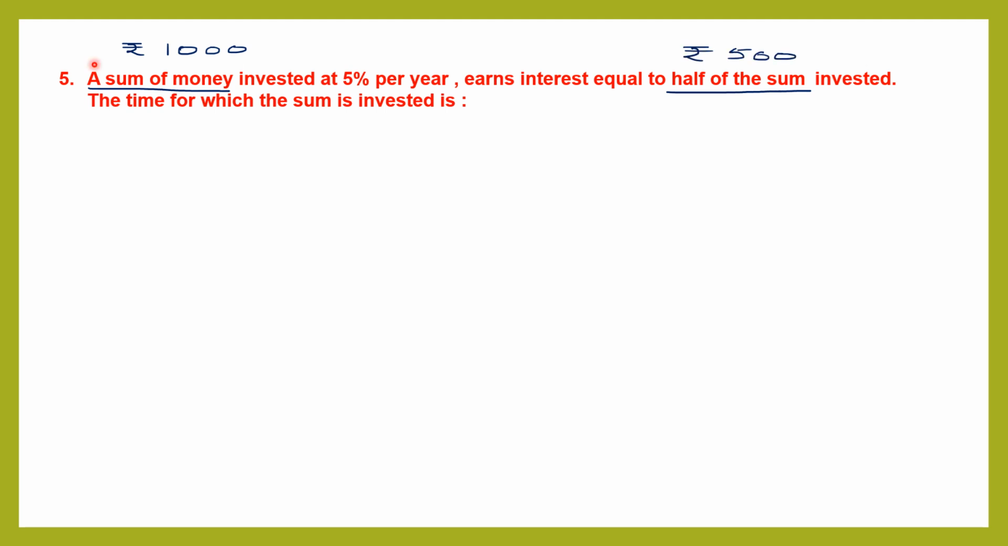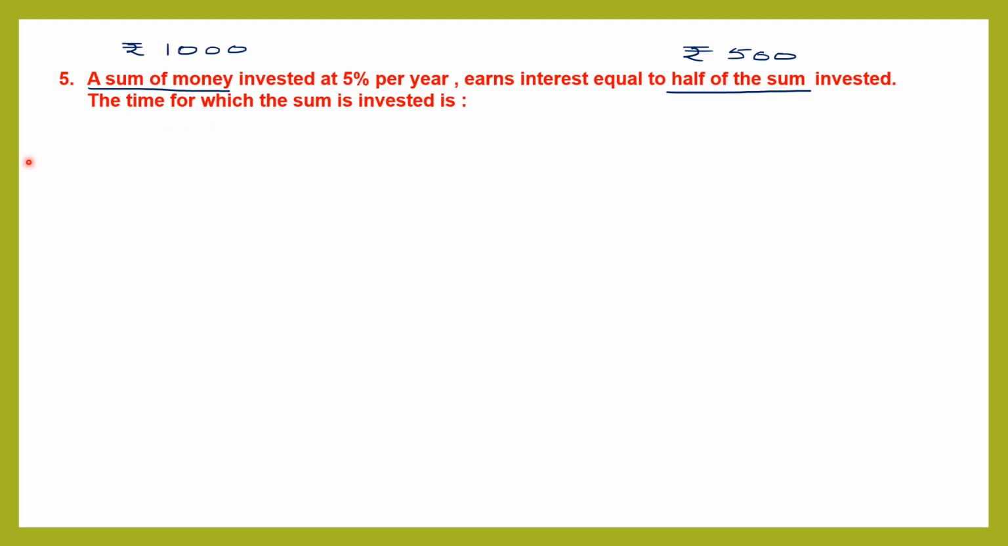So here, I'll read this again. A sum of money invested at 5% per year earns interest equal to half of the sum. So we know half of the sum. Now the time for which the sum is invested. So here we are being asked to find the time.